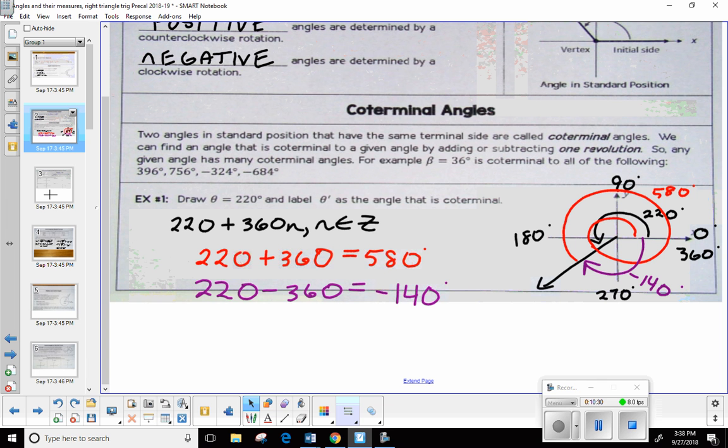That would be the same as if I plugged in n equals -1. So -1 revolution. I went counter, or should be clockwise. Almost said counter. Okay. So any questions on coterminal angles? Does anybody want me to go ahead and give you another one? Okay. Then let's move on.